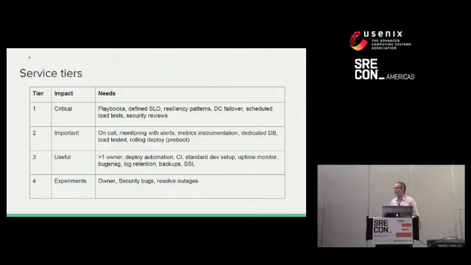Then the next level up is systems that are doing something useful, but it's not the end of the world if it goes down in the night. So for this one, there has to be more than one owner, so we don't have a bus factor problem. There has to be all the infrastructure in place so that the team can work on it.